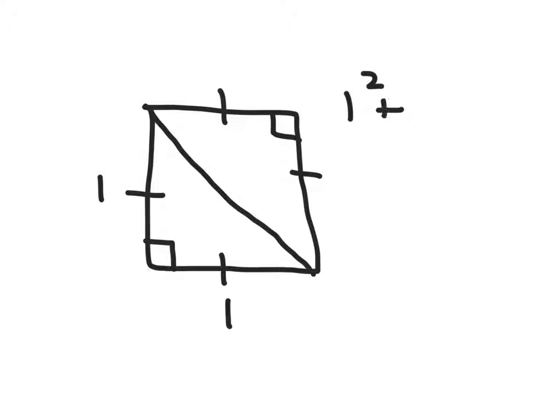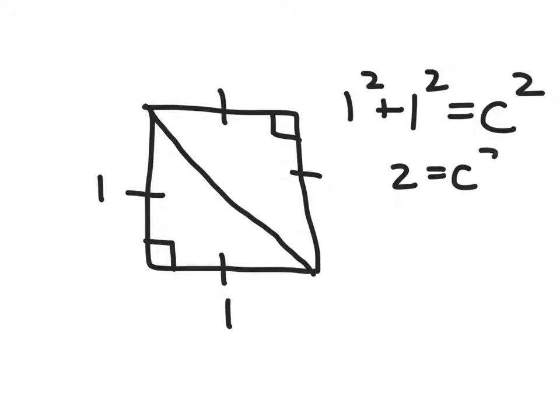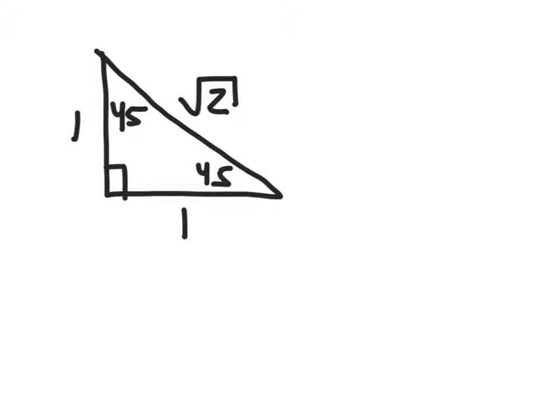So 1 squared plus 1 squared equals c squared. And then 2 equals c squared. So our hypotenuse is the square root of 2. So, for any 45, 45, 90 triangle, the two legs will be the same length, and the hypotenuse will be square root of 2 times each of the legs.